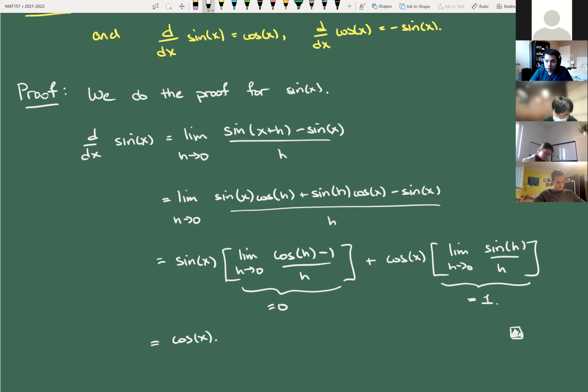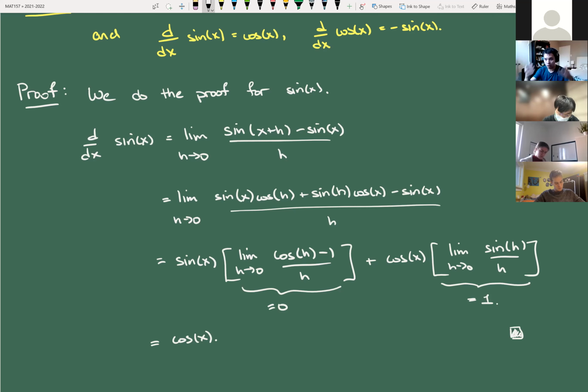And so again, the proof for cosine x is you would do exactly the same thing, but instead of using the angle sum identity for sine, you would use it for cosine. And again, just look it up if you don't remember what it is. And exactly the same sort of thing. Once you factor out the sine x and the cosine x, you're going to be left with these two limits. And these are precisely the two limits that we just found.